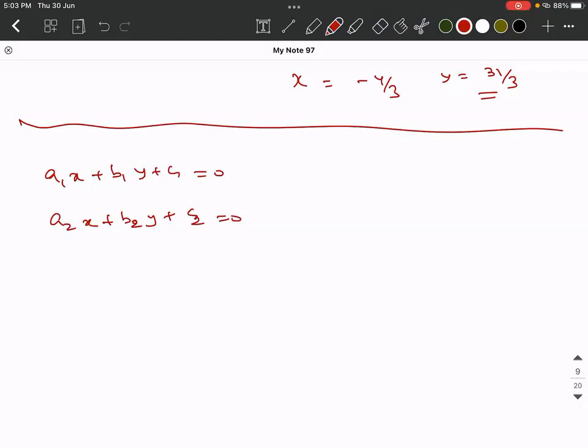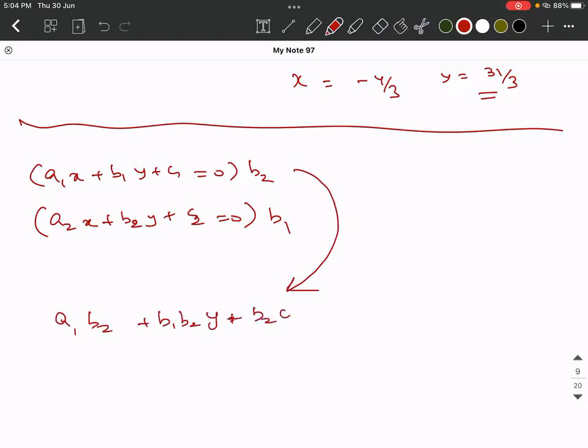But for the elimination method, generally you will have numbers to be solved, numbers for solving the equation. Whereas here you have variables. So if I want to eliminate the y variable, then what I will do is multiply the first equation with b2 and the second equation with b1. Can I do that? So if I do that, I'll get a1 b2 x plus b1 b2 y plus b2 c1 is equal to 0. Then a2 b1 x plus b1 b2 y plus b1 c2 is equal to 0.